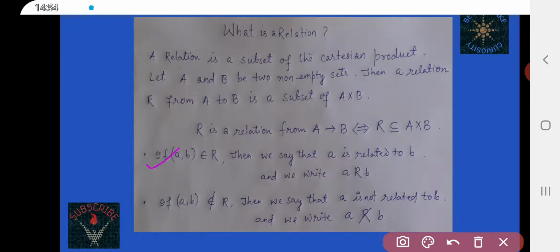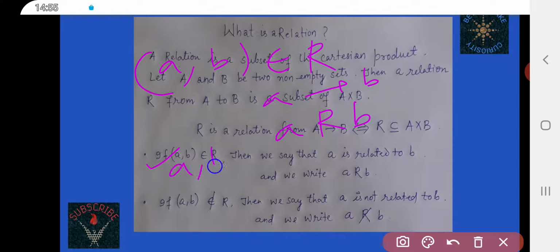If (a, b) belongs to R, then we say a is related to b and we write a R b. If (a, b) does not belong to R, then we say a is not related to b.